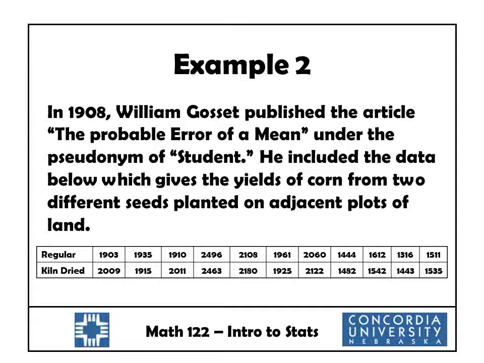There, the regular seeds yielded 1,935 pounds, the kiln-dried was 1,915 pounds, etc. So we got all these different plots of land. We planted regular right next to kiln-dried, and we measured their yield and recorded them. What we're interested in here is determining, do the regular seeds do better than the kiln-dried, or do the kiln-dried do better than the regular, or maybe are they the same?